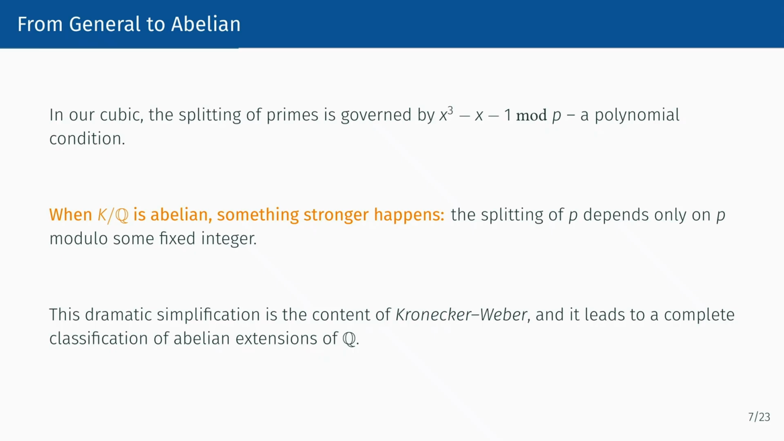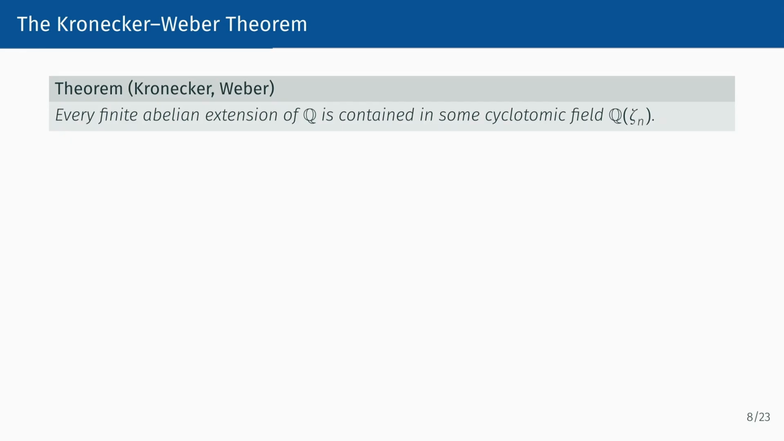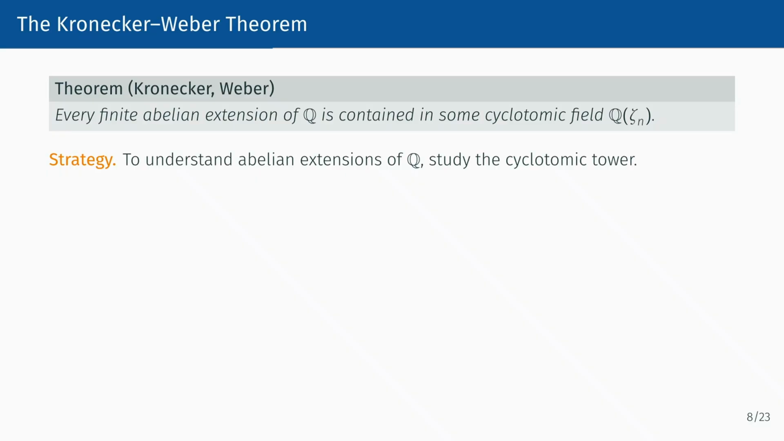So this simplification is basically what Kronecker-Weber tells us. You've already seen this in Laurie's talk: every abelian extension of Q is a subfield of a cyclotomic extension. And it means that if you want to understand the abelian extensions, it's enough to look at the cyclotomic towers.